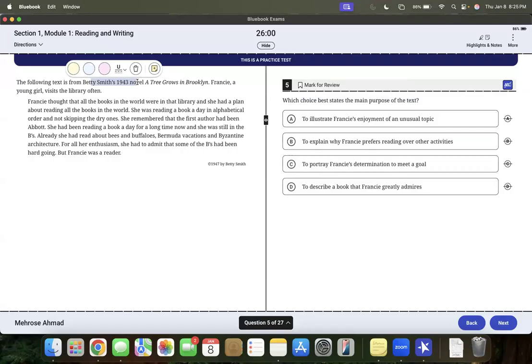Francie thought all the books in the world were in that library, and she had a plan about reading all the books in the world. She was reading a book a day in alphabetical order and not skipping the dry ones. She remembered the first author had been Abbott. She'd been reading the book a day for a long time. She was still in the bees. She read about bees and buffaloes, Bermuda vacations, and Byzantine architecture.